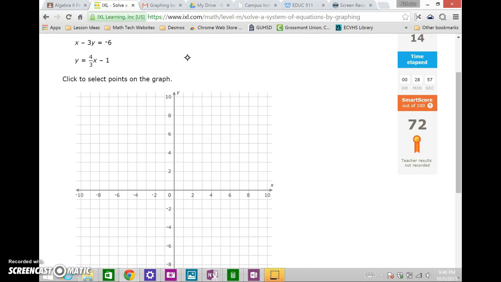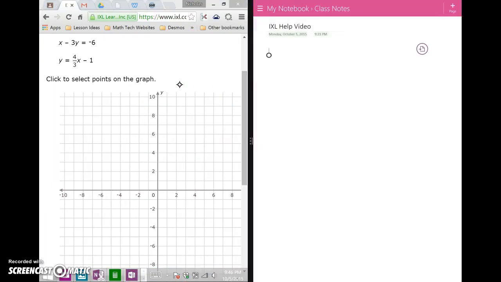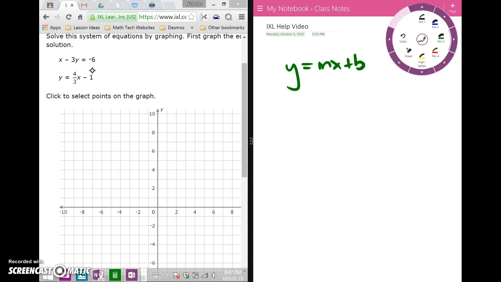What do I do? Well, if we remember from our last unit, we need to put this back into slope-intercept form, right? Because this is still a line. We just need to get it in the right form of equation so that we can graph it properly. So I'm going to pull my notes over here on the side so that you guys can see me do notes at the same time. Now, let's convert this equation into slope-intercept form first. As we remember, slope-intercept form is y equals mx plus b. We'll just write that there for reference.